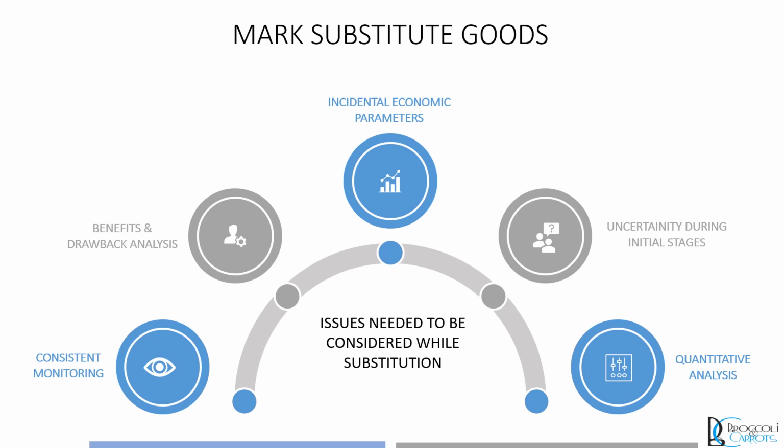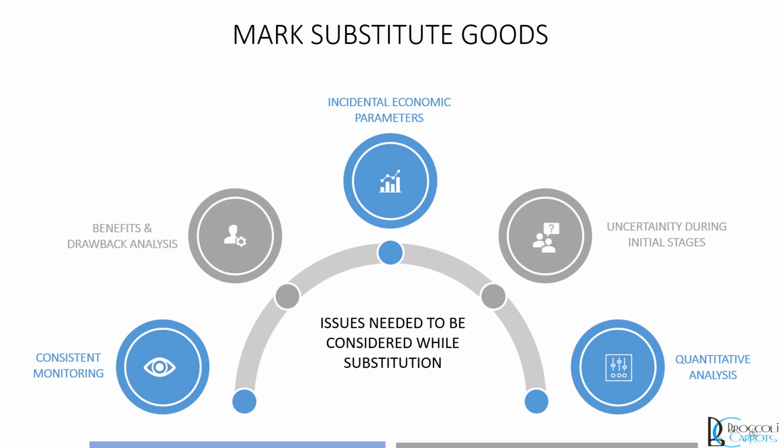Issue number 4, uncertainty during the initial stages. The major stages of material substitution are screening of alternatives, comparing and ranking alternative substitutes, and finally, reaching a final decision. The initial stages involve only rough estimates, which become more elaborate as the substitution process progresses to the screening, and then the final selection stages.